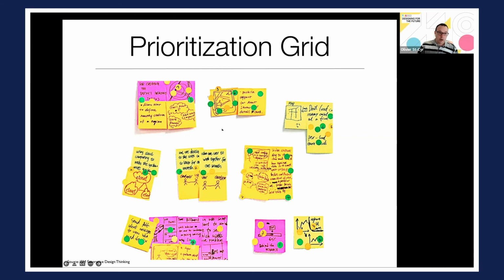So here we have 2 colors, for example, one for impact and one for feasibility. And we end up with these ideas that have been voted on. What do people think in terms of prioritizing these ideas?